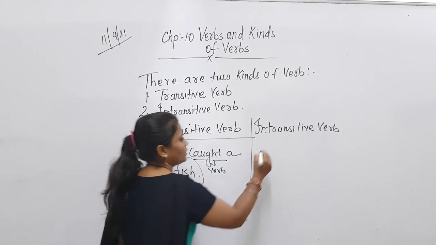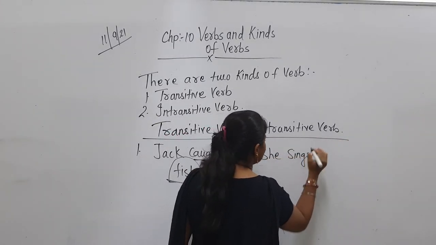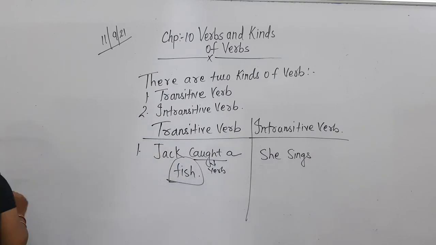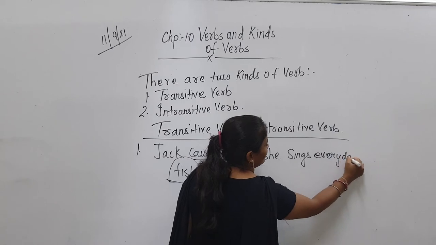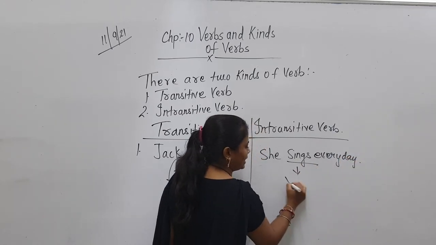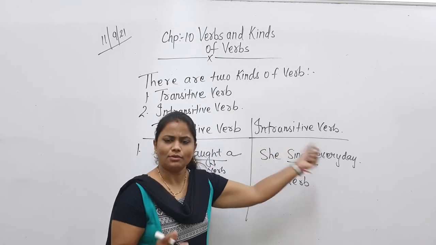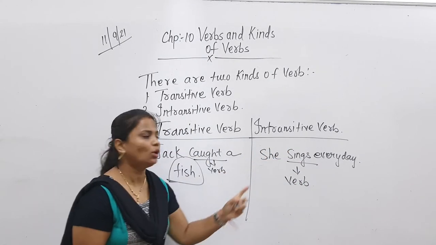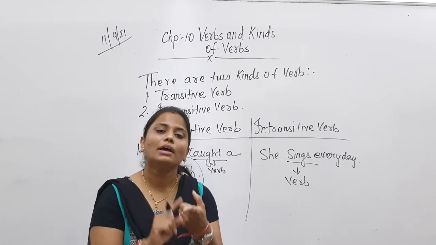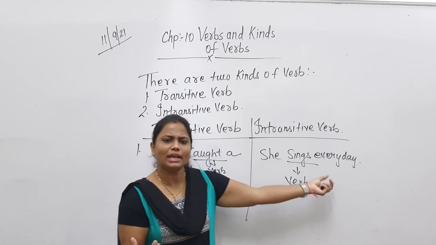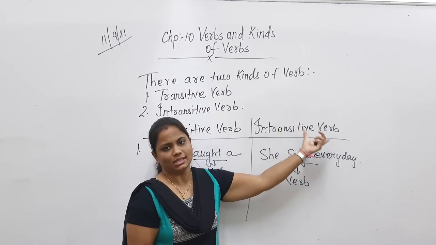Yeah. Now intransitive verb. See. She sings every day. So here the verb is sing. What is the verb? Sing. But every day, no object is there. So as I told you, the definition of intransitive verb is a verb that does not require any object. Are you seeing any object over here? No. So meanwhile, it is an intransitive verb.